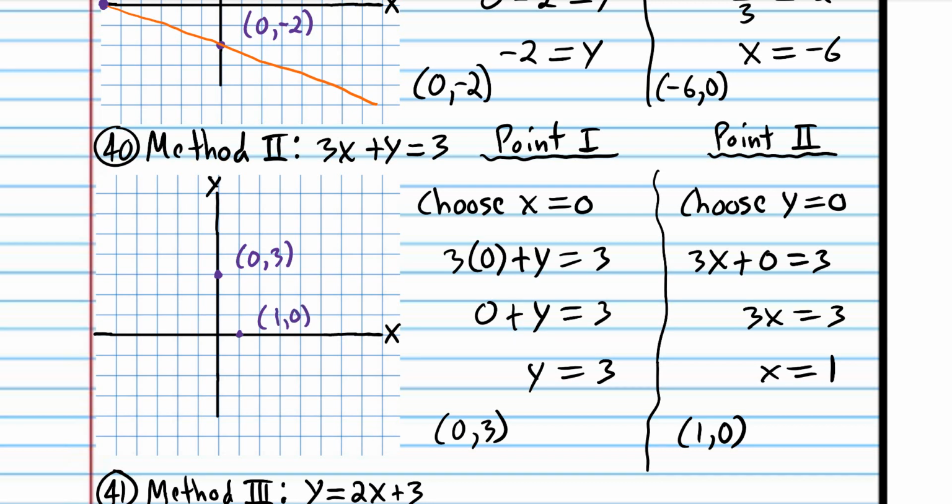And now we just connect the dots. So we're going down 3 and over 1. So we can use that to make a straighter line. So now we just connect the dots. And there you go.